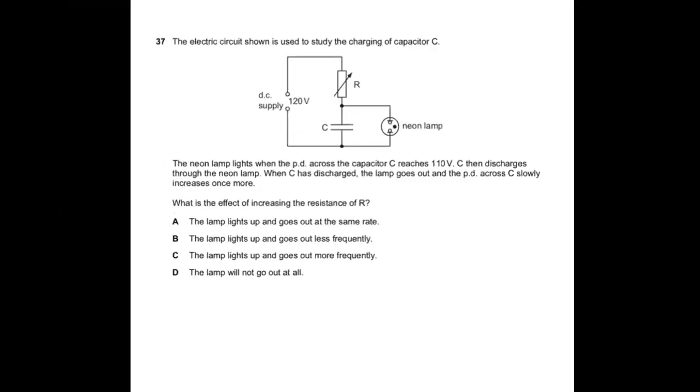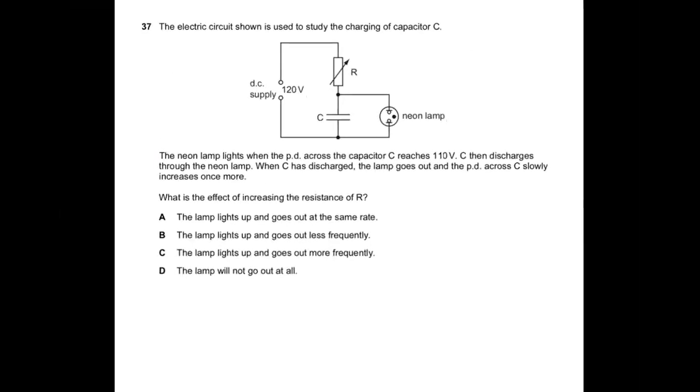Question 30, the next question. The electric circuit shown is used to study the charging of capacitor C. The neon lamp lights when the PD across the capacitor C reaches 110 volts. C then discharges through the neon lamp. When C has discharged, the lamp goes out and the PD across C slowly increases once more. What is the effect of increasing the resistance of R?